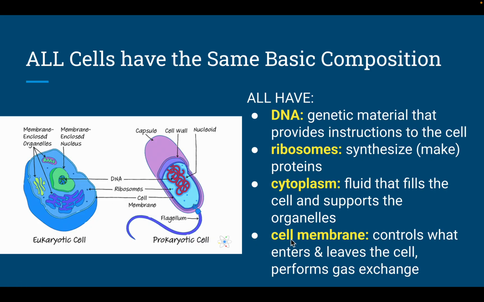And finally, the cell membrane. All cells have a cell membrane. This controls what enters and leaves the cell. It is on the edge of the cytoplasm, this line here and the line around the outside of this cell.